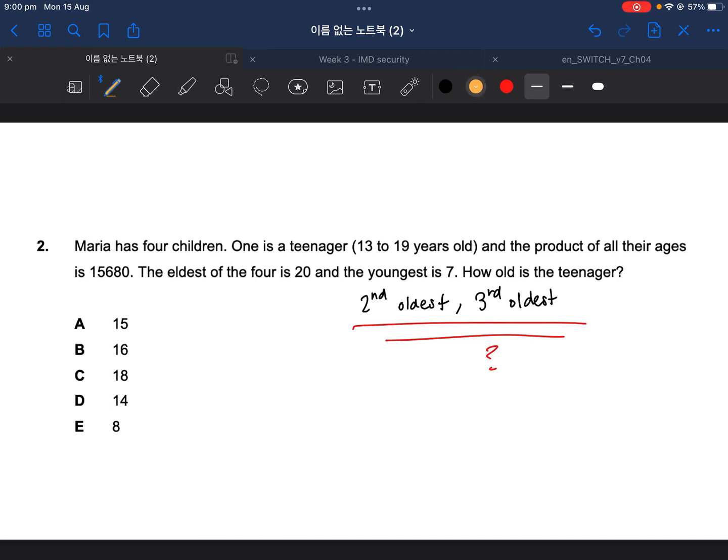Well, we work, as always, with the information that is given. So let's lay out the information we're given. 20 times 7 times the second oldest. I'm going to call that the teenager, T, and the third oldest, let's use C, because C is the third letter in the alphabet. It doesn't really matter. I'm going to say that 20 times 7 times T times C, which is all the ages multiplied together, is 15,680. Then we know what T times C is, because T times C times 140, because 20 times 7 is 140, is 15,680.